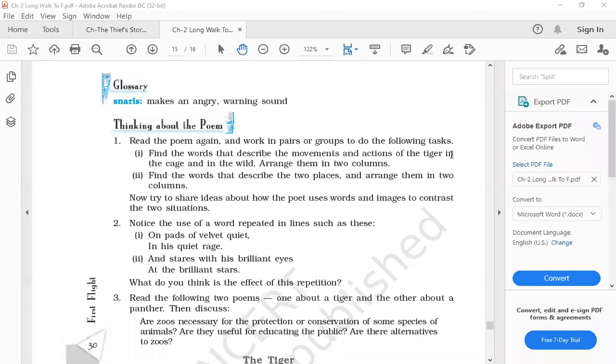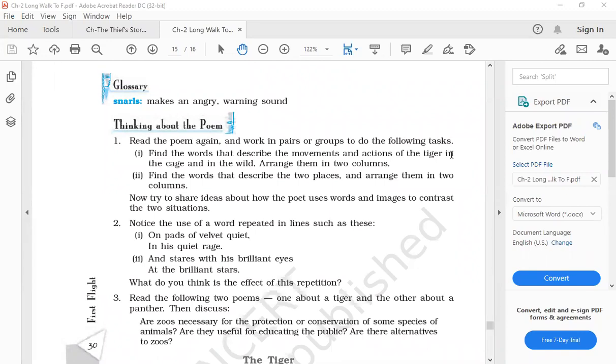The brilliant stars, the significance, the comparison here, is how the tiger is looking with brilliant eyes at the brilliant stars. And the last part, there is one question. Are zoos necessary for protection or conservation of some special species of animals? Are they useful for educating the public? Are there alternatives to zoos? There are three different questions.